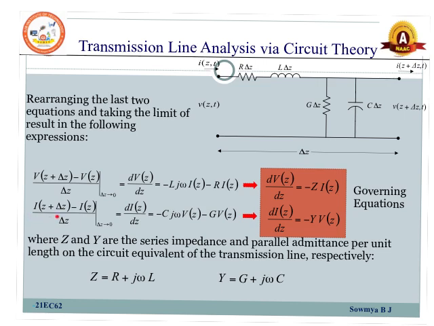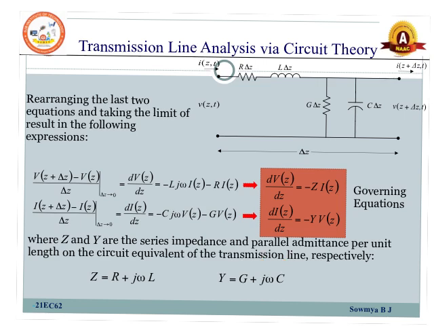Similarly, I of z plus delta z minus I of z by delta z, for delta z tending to 0, equals d by dz of I of z equal to minus C j omega V of z minus G V of z. That is again d by dz of I of z equal to minus Y V of z, where Z and Y are the series impedance and parallel admittance per unit length of the circuit equivalent of the transmission line respectively. Z represents the series impedance per unit length and Y represents the parallel admittance per unit length of the transmission line.